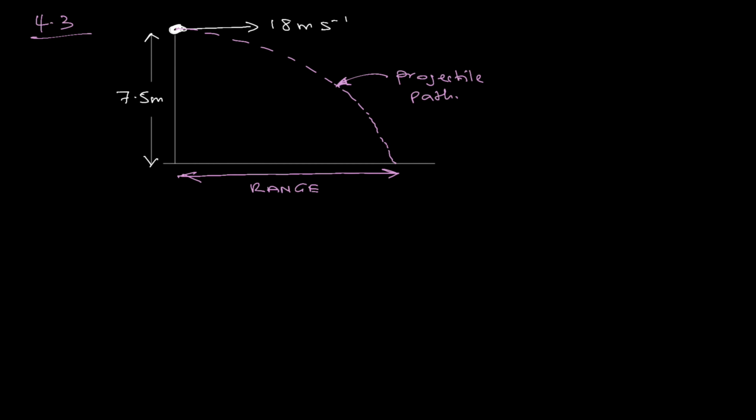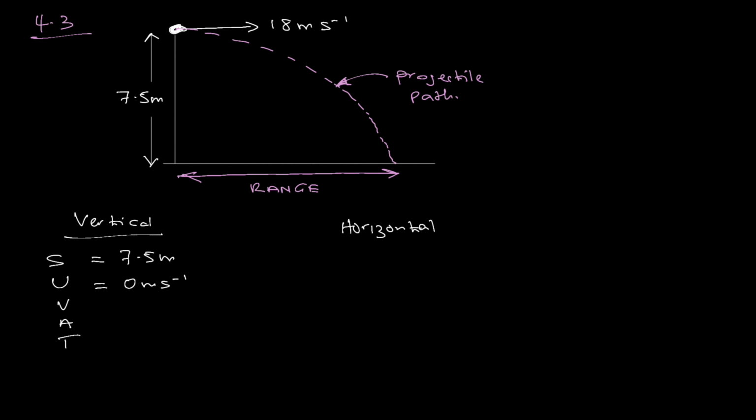First of all, what we need to look at in this case is the vertical component, and then we look at the horizontal component. For the vertical component, we always use SOVAT, and for SOVAT, we've got a distance here, vertical distance 7.5 meters. Initial velocity will be 0 meters per second, because that's the vertical velocity. The 18 is the horizontal velocity. So you can see that 18 here will be the horizontal velocity.